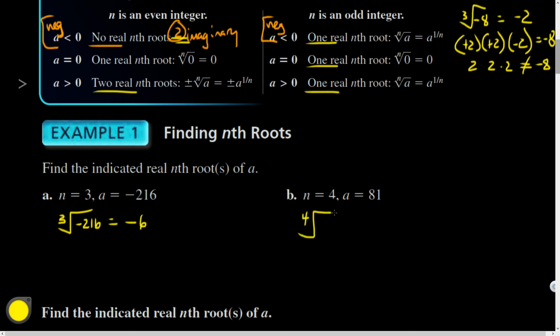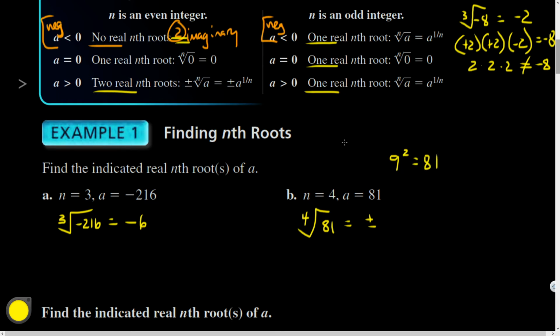Over here, this would be the same as the 4th root of 81. Now, 4 is even, and 81 is positive, so I'm expecting 2 real roots. And so I'm expecting a plus or minus. And now 81, you might be thinking, oh, that's going to be 9, because yes, you're correct. 9 squared is 81.